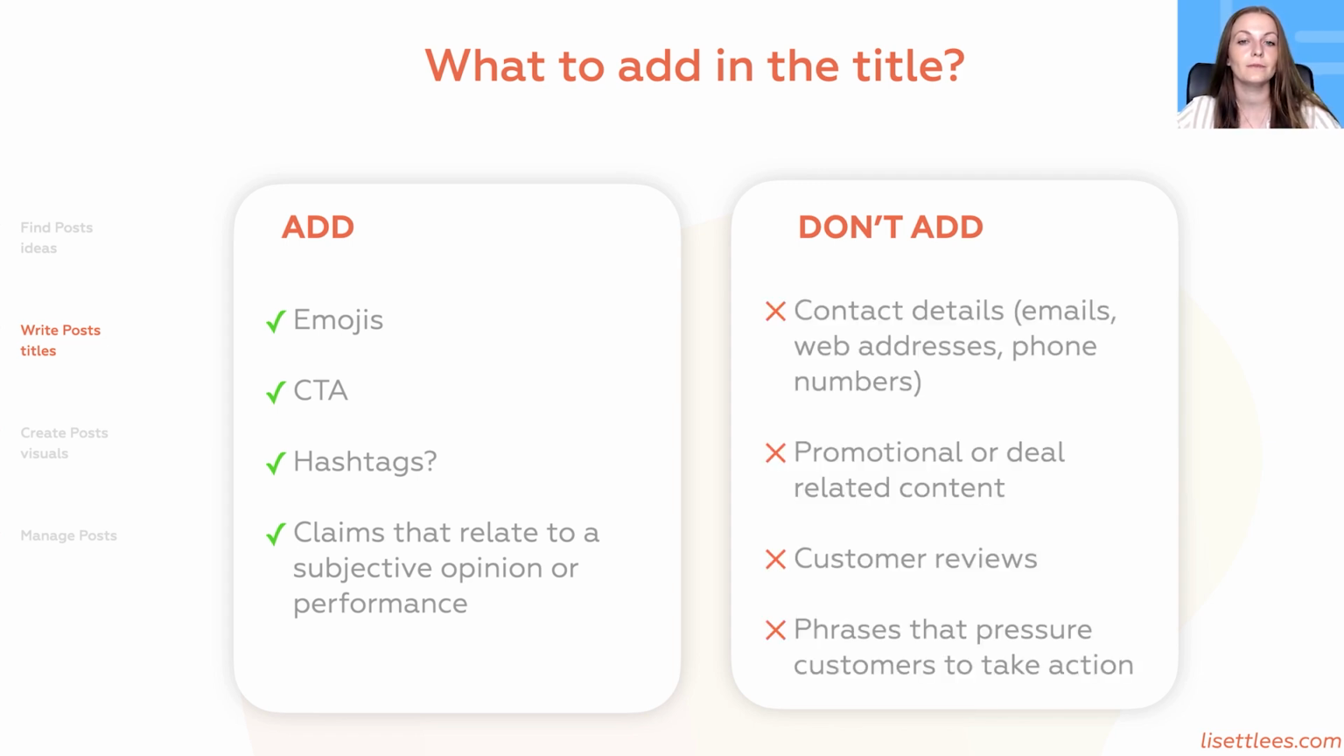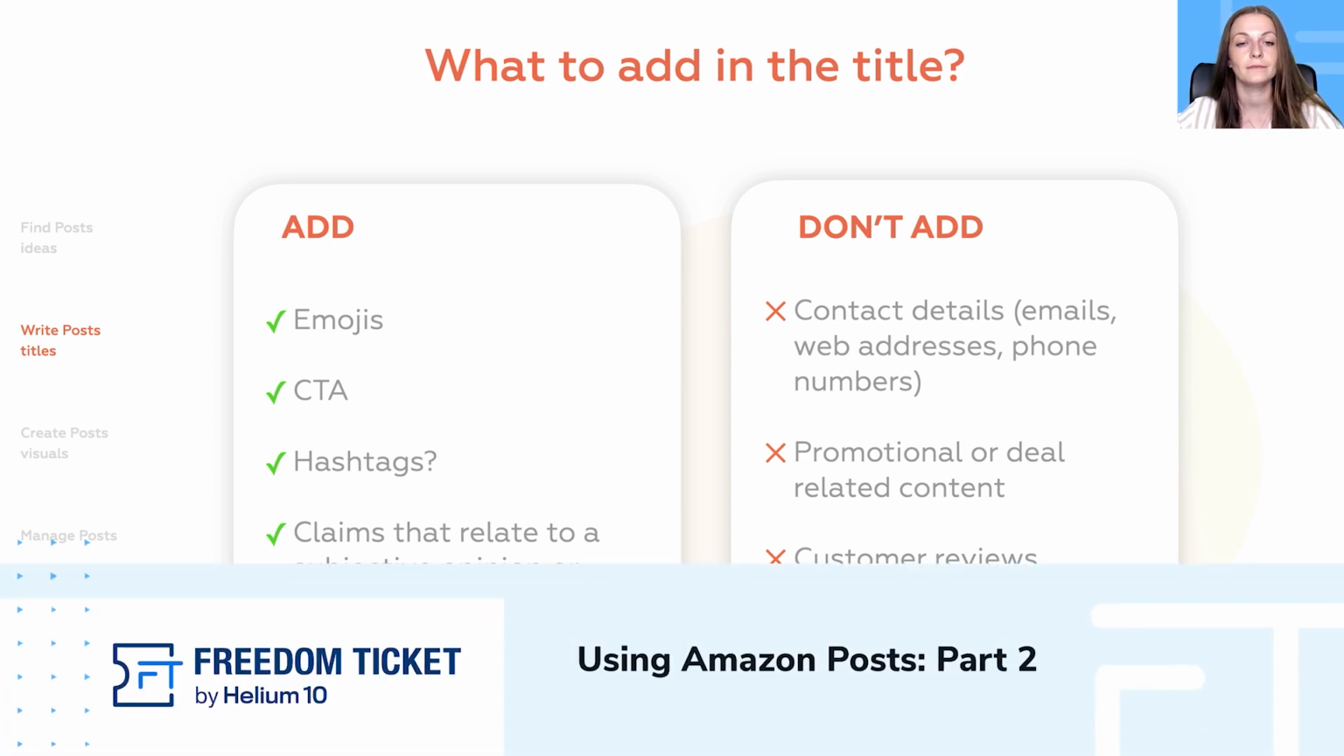So when we now know what we can add to the title, let's see what we shouldn't add by the rules. The first one, of course, the contact details. And this rule shouldn't be news for you if you're already selling on Amazon. Secondly, do not write any promotional or deal-related content, for example, that you have a 24-hour sale going on. Thirdly, do not include customer reviews, even if the review has been posted on Amazon platform. And last, do not use phrases that pressure customers to take action fast. For example, don't use act fast or don't miss out.